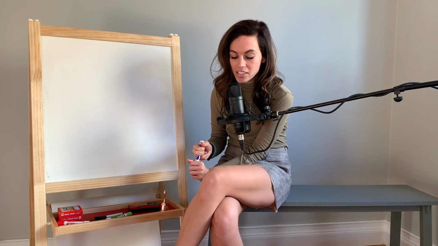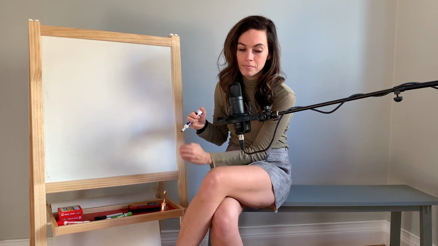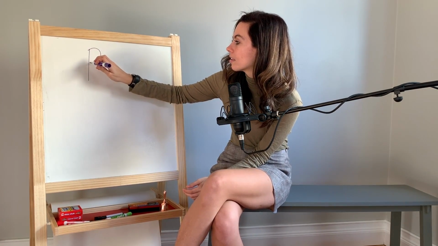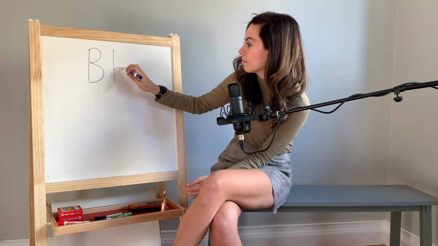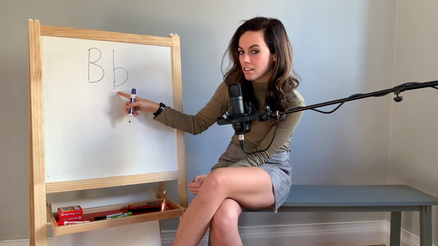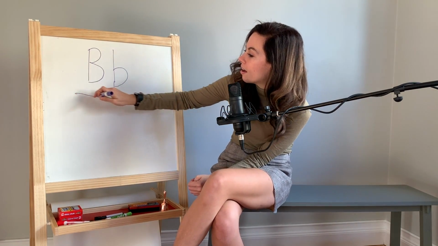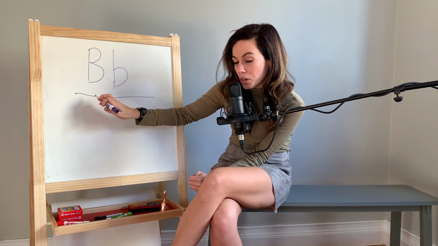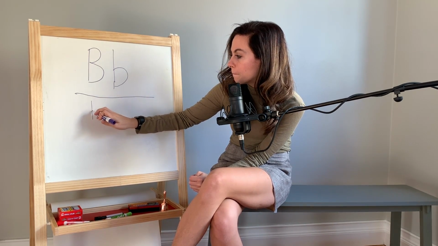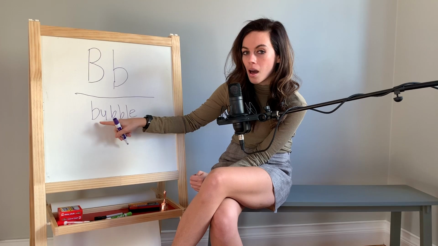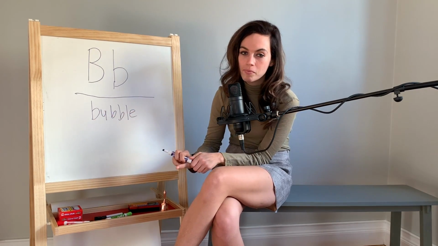The next letter we're going to learn about is B. This is the uppercase B, and this is the lowercase b, and B says b, b, b. An example of a word with the letter B is bubble. Bubble. B.